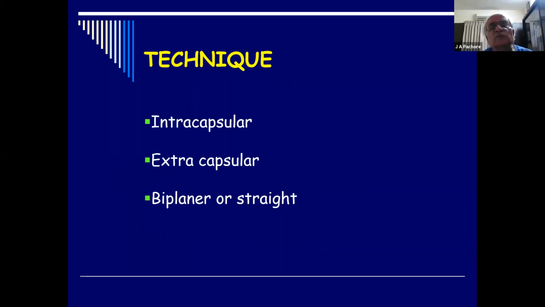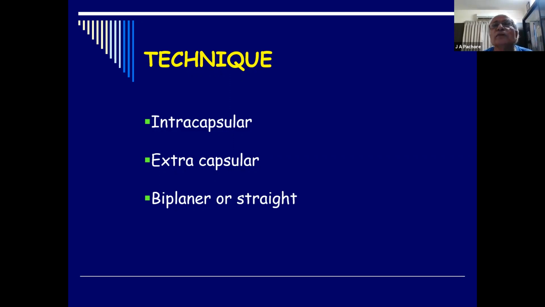In the technique, you can do what is called intracapsular, you can do extracapsular, you can do bipolar, or what is called a chevron. This was described by Wroblewski, chevron osteotomy. So we put a Steinmann pin and we cut like this. The trochanter is like this. It's called chevron osteotomy, which is the same osteotomy which you have seen in the foot. It's a very stable osteotomy, so it doesn't slide. So that is possible.